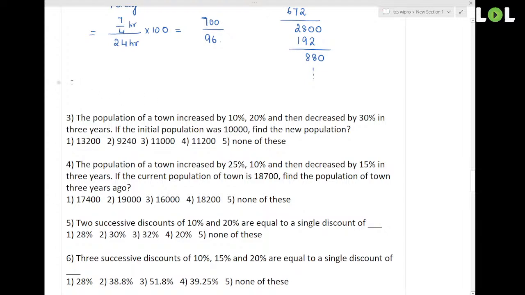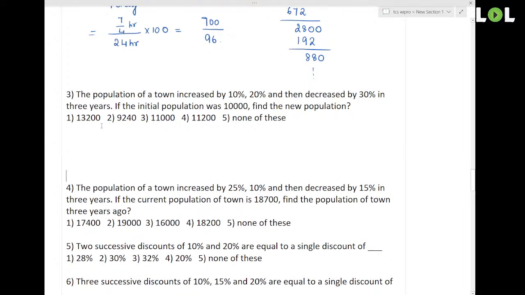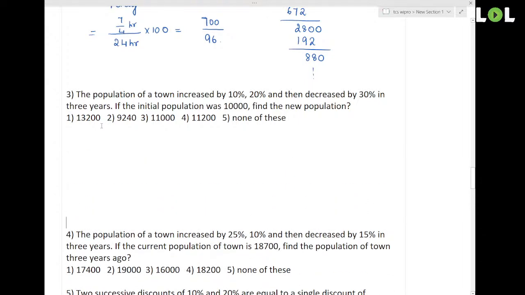Thank you. So let us continue with the third question. What do I have? The population of the town is increased by 10%, 20%, and decreased by 30% in 3 years. If the initial population is 10,000, find the new population. Look, for this, I want you to remember a trick here. Remember, x is also equal to 100% of x. This is very important. You'll understand later why.